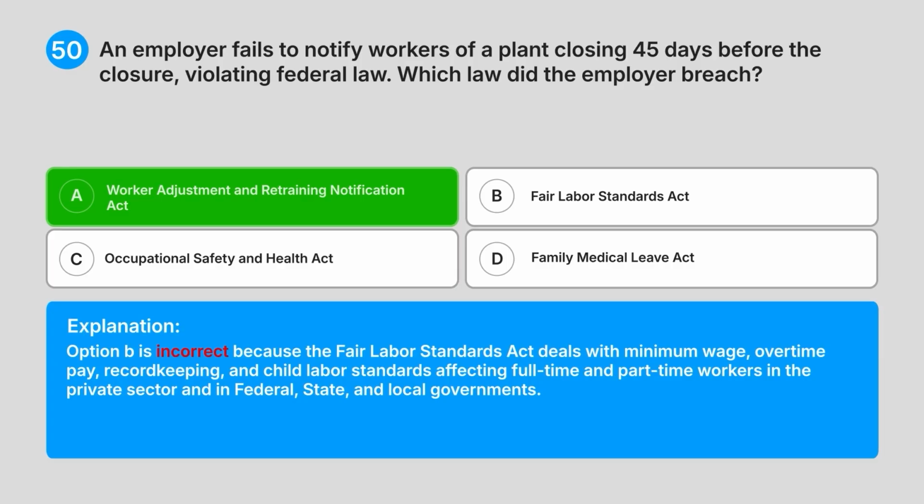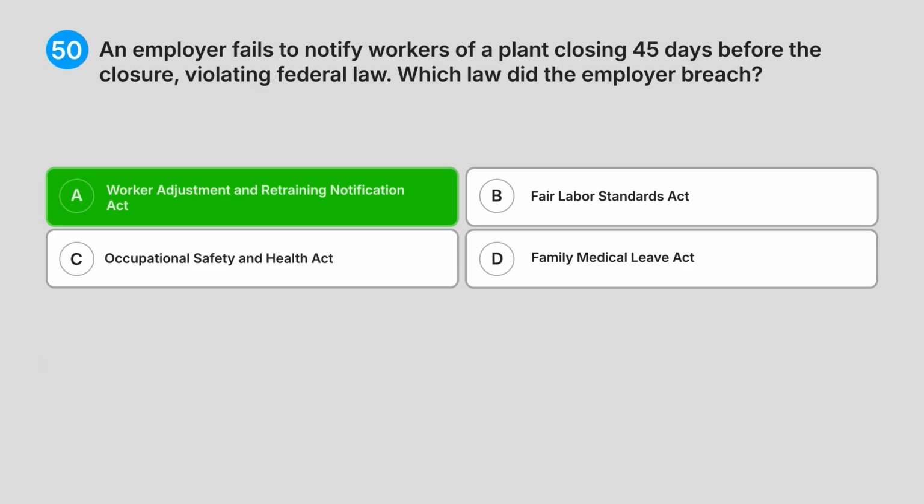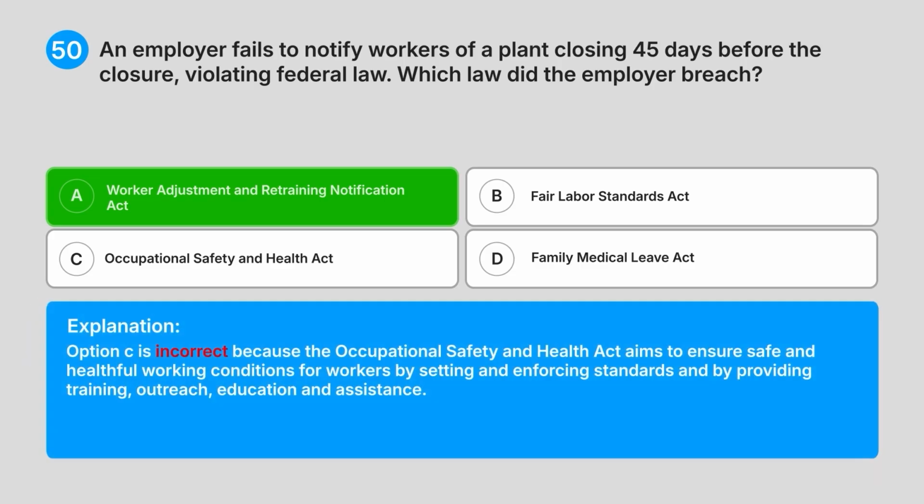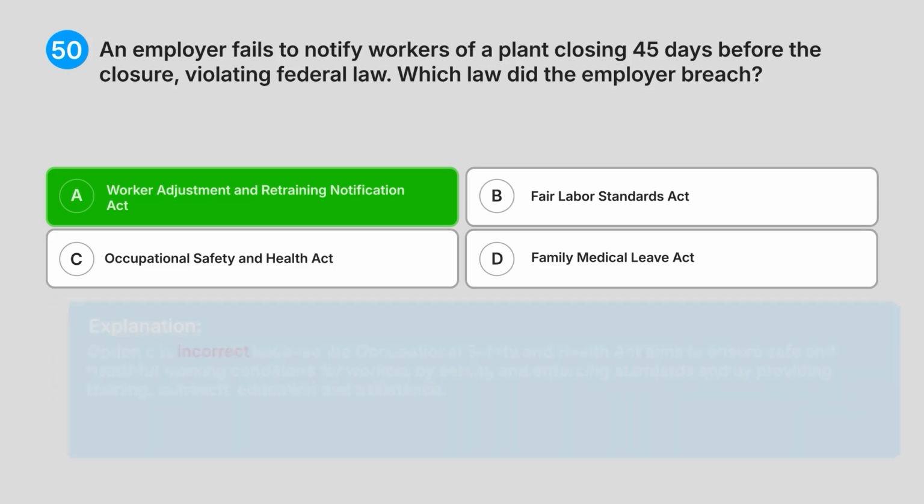Option B is incorrect because the Fair Labour Standards Act deals with minimum wage, overtime pay, record keeping, and child labour standards affecting full-time and part-time workers in the private sector and in federal, state, and local governments. Option C is incorrect because the Occupational Safety and Health Act aims to ensure safe and healthful working conditions for workers by setting and enforcing standards and by providing training, outreach, education, and assistance.